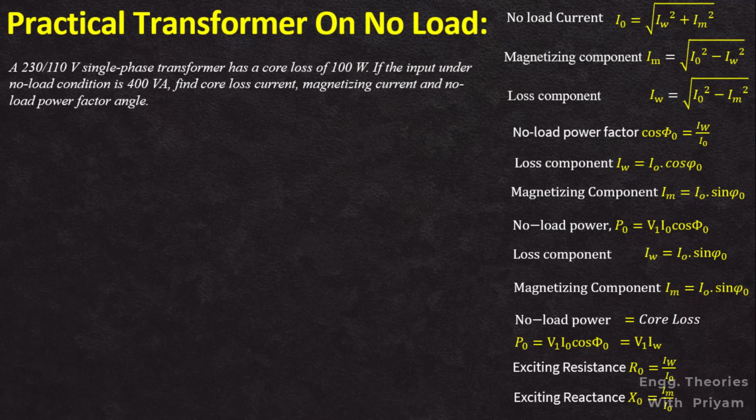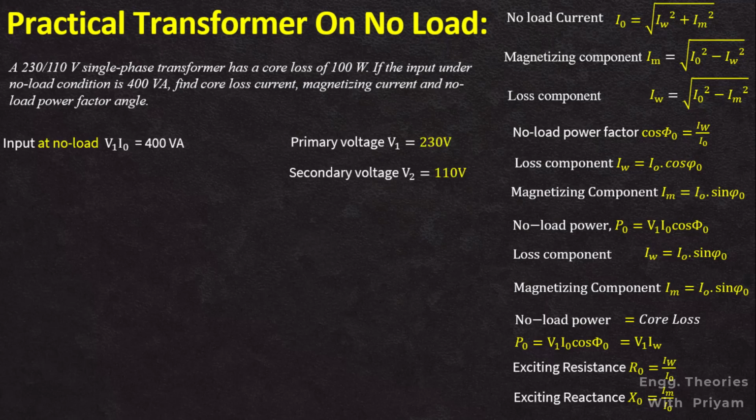Our first problem: a 230 by 110 volt single phase transformer has a core loss of 100 watt. If the input under the no load condition is 400 volt ampere, then find the core loss current, magnetizing current, and no load power factor angle. So we can see that input at no load, or V1 I naught, is equal to 400 volt ampere. Primary voltage V1 is equal to 230 volt, and secondary voltage V2 is equal to 110 volt. And no load power or core loss P naught is equal to 100 watt.